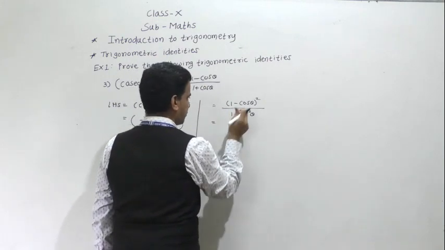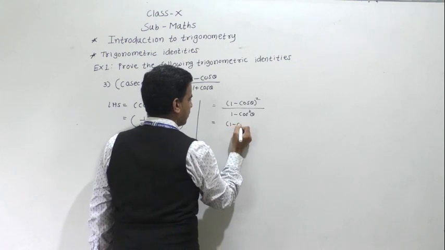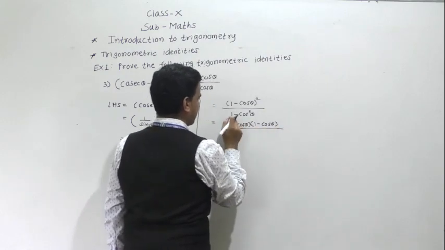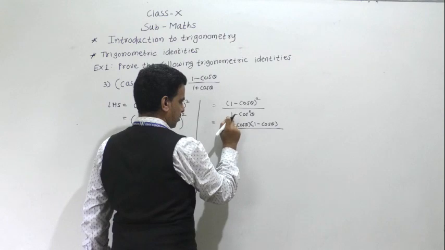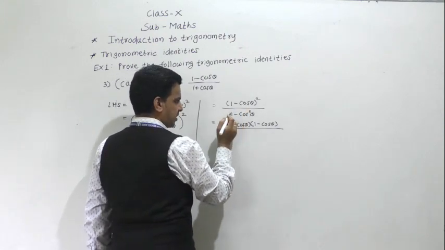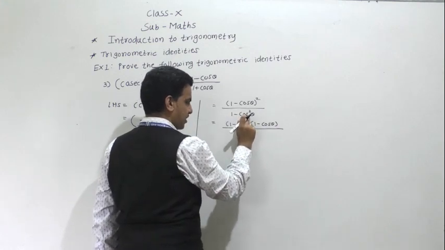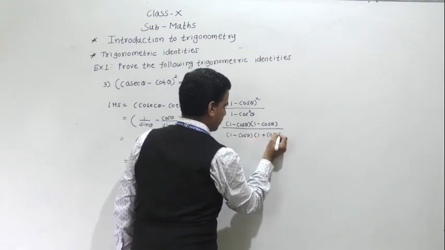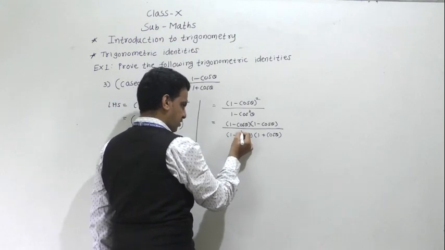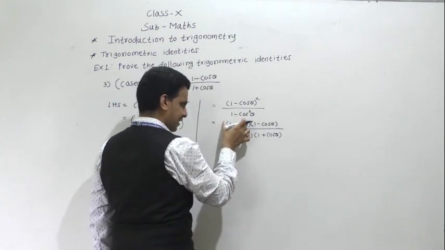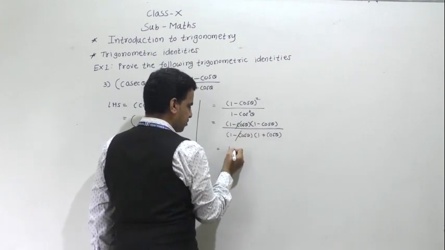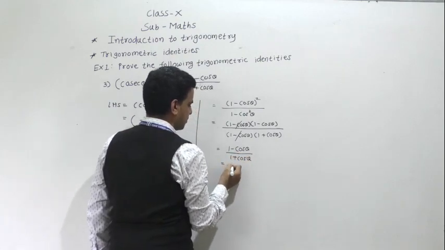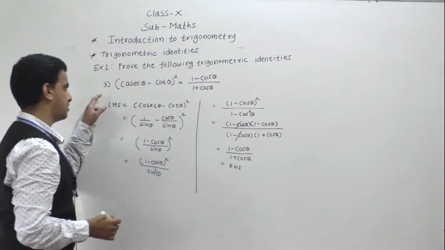Now this (1 minus cos theta) bracket square, we can write as (1 minus cos theta) into (1 minus cos theta) divided by (1 minus cos square theta). Now this one we can factorize. 1 we can write as 1 square. So 1 square minus cos square theta is (1 minus cos theta) and (1 plus cos theta). Here 1 minus cos theta will get cancelled. So what remains is (1 minus cos theta) divided by (1 plus cos theta). So this is the RHS of this sub question.